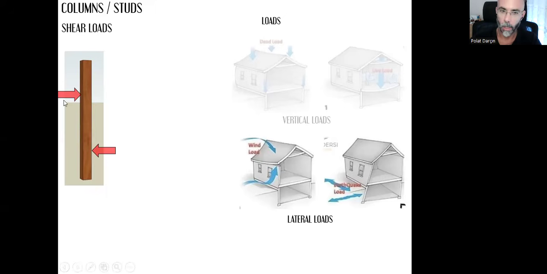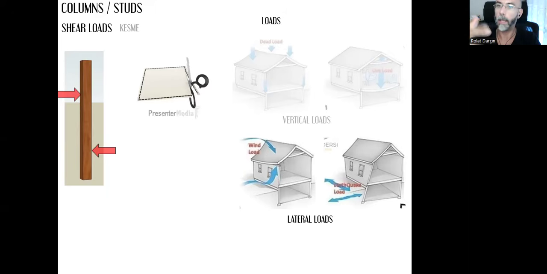If the loads are applied towards the center, but not in a totally horizontal line, the first group is applied in the upper part, the other group is applied in the lower part, but they are in the opposite directions. They are both acting towards the center. Then these are called shear loads. In Turkish, we call them kesme kuvveti. And it's the basic principle of the scissors.